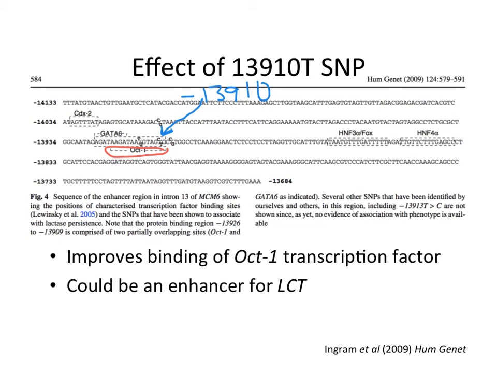That C to T change actually improves how tightly the OCT1 protein binds to the DNA at that enhancer, which means that change from a C to a T increases transcription of whatever gene this enhancer is enhancing transcription of, which in this case is the lactose digestion enzyme lactase.